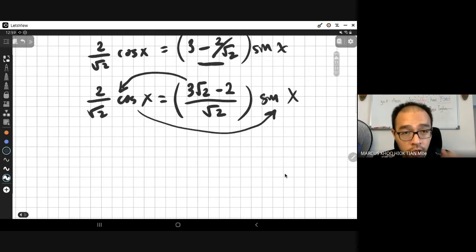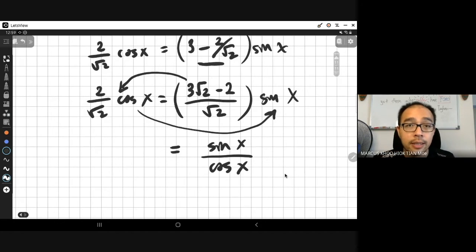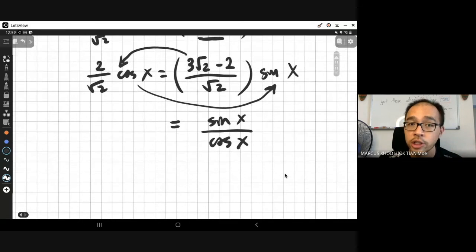So what you're going to get on the right side is sine x over cos x. You know why I'm going to do that? Because sine x over cos x is tangent x. I want it to be one single function, because I cannot do much else. There's no square for me to work with, and there is no other formula I can use. So the best is to change the sine and cos to tangent.